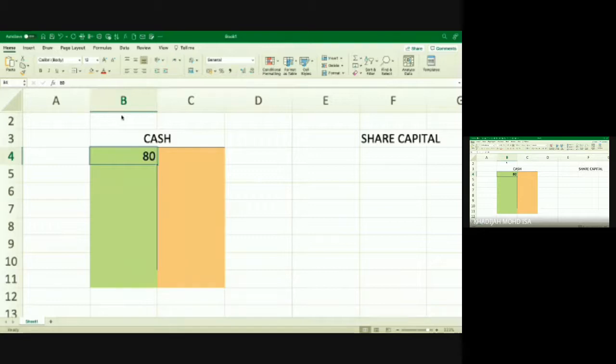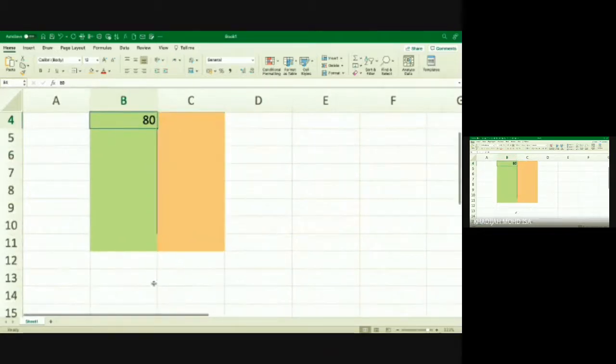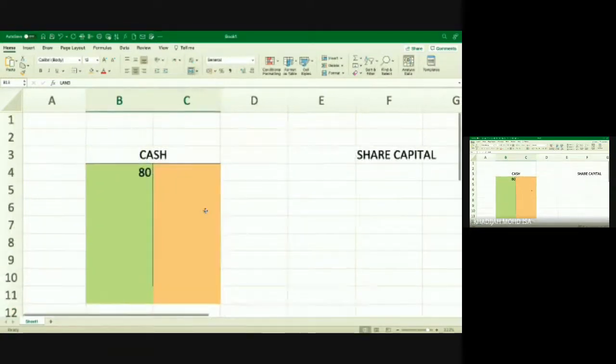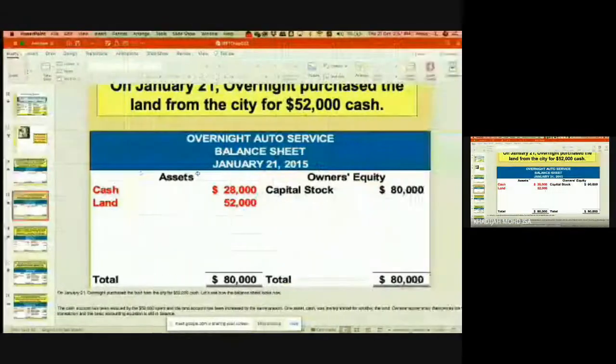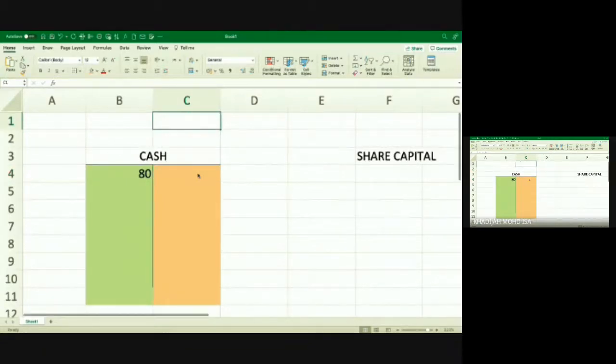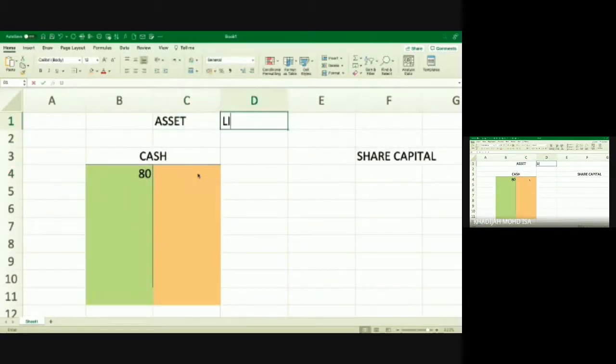When you purchase land, you're going to create another account called land. This land is actually your asset as well. So when you purchase land, how much is the cost? You purchase land of 52,000. When you pay cash, it means that your cash is reduced. So remember the equation: cash is always an asset, and assets equal liabilities plus owner's equity, right? This one is your debit and this one is your credit.